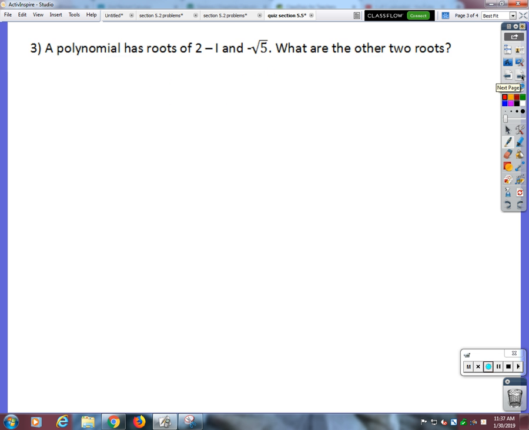If you know that 2 minus i is an answer, then you know that 2 plus i is an answer. If you know that negative square root of 5 is an answer, then you know that positive square root of 5 is an answer. Okay? You only had to do that. That's why, yeah. Abby?